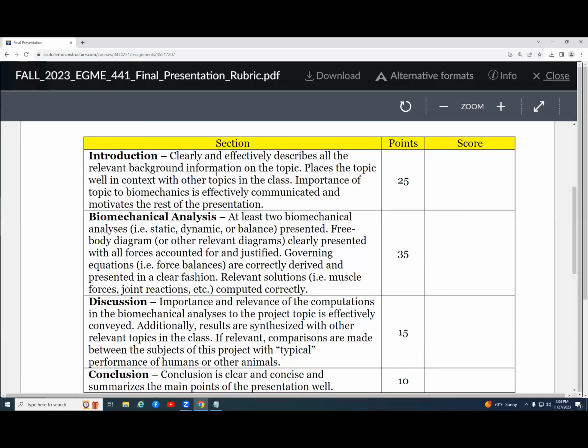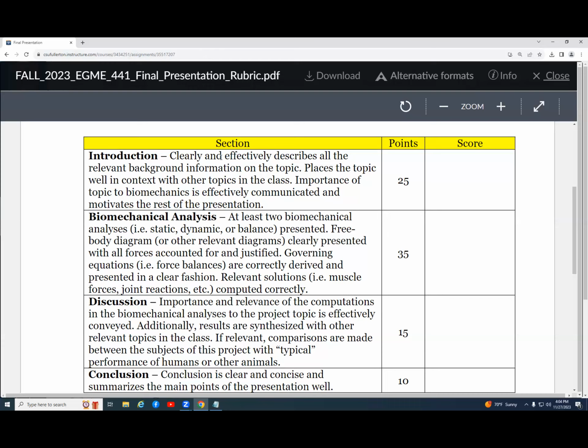Starting with the introduction, I want you to describe all the relevant background information on the topic. For a lot of your topics, especially this year, a lot of you picked some really interesting, more specialized, niche topics. So I really want the introductions to be pretty clear.